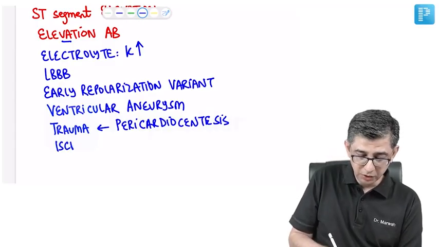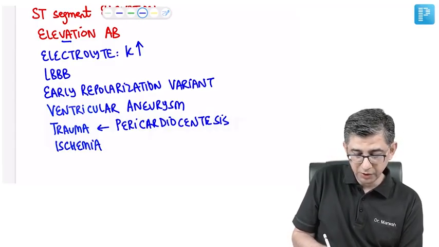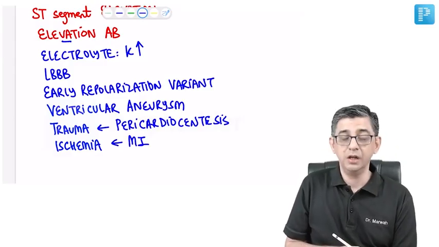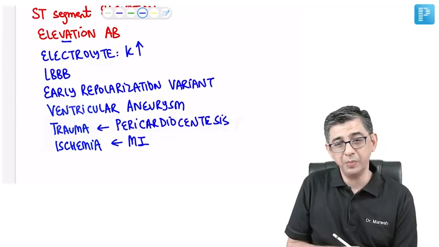Then would be ischemia. This is anyway understandable. Myocardial infarction, where we have discussed that a person would be having ST elevation convex in the upward direction, called Pardee sign.